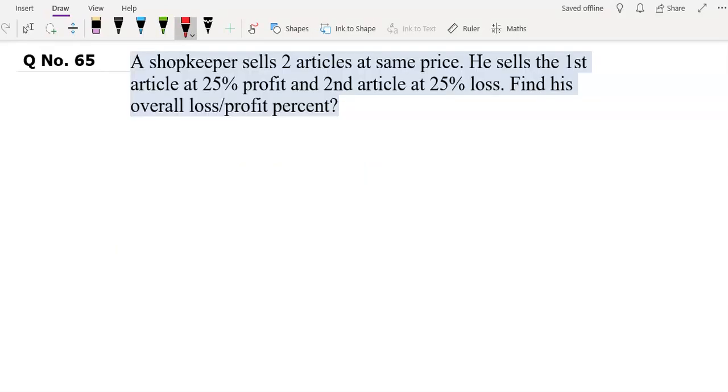Question number 65. A shopkeeper sells two articles at same price. He sells the first article at 25% profit and second article at 25% loss. Find his overall loss or profit percent. So in this question, two articles are sold at same price. The first one is sold at 25% profit and the second article at 25% loss. So 25% we know in fraction is 1 by 4. So this is our CP and this is our profit or loss.